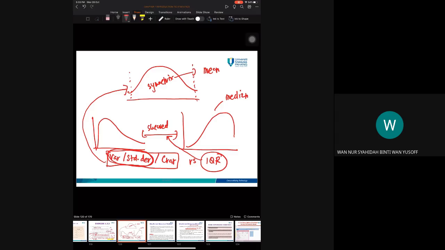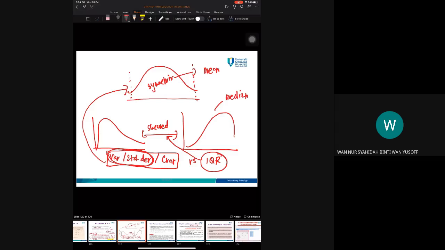So this one is best to use when we have symmetric data, and IQR is best to use when we have skewed data. Why? Why do you think? Why is variance best to use when we have symmetric data? Why is IQR best to use when we have skewed data? Why? It's okay, I will answer.